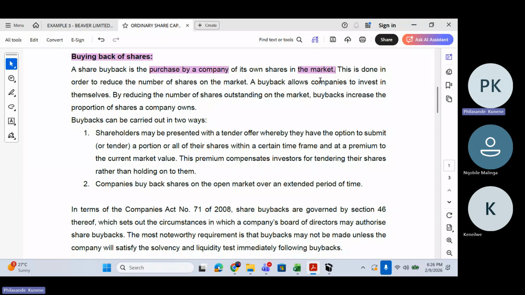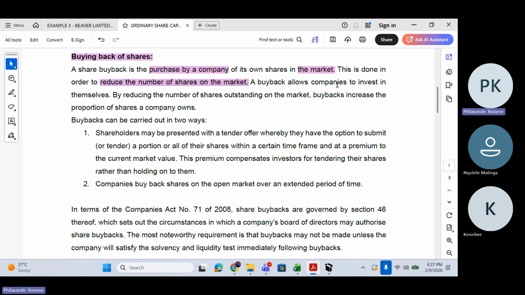That is the reason most of the time we're buying them at a price higher than what we issued for, because the shareholders want to make profit. If we issued to them at 50,000, which means they bought those shares from us at 50,000, but when they sell them back to us, because they want to make profit, they will sell at a higher price. That's where retained income is affected. This is done in order to reduce the number of shares on the market. That is the reason why we buy back shares.